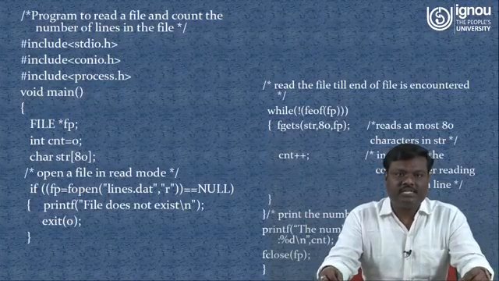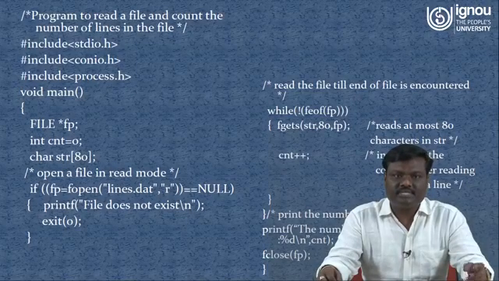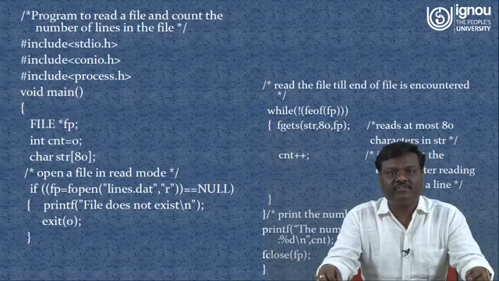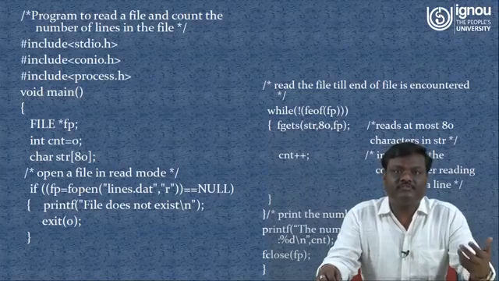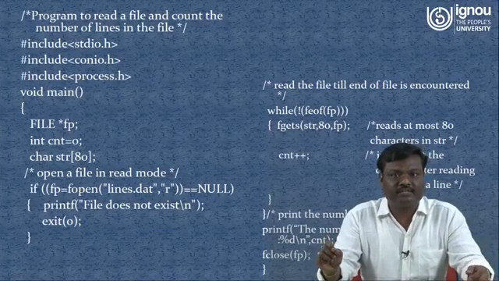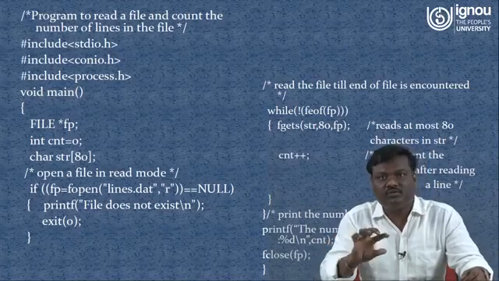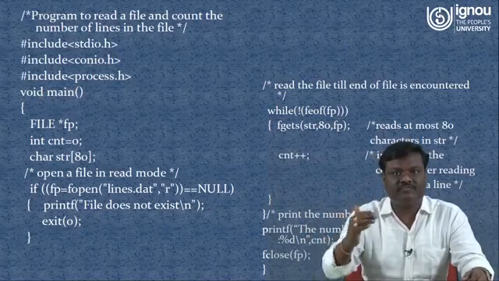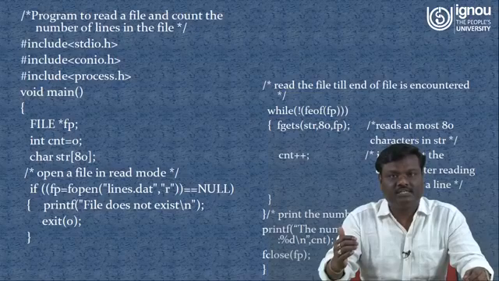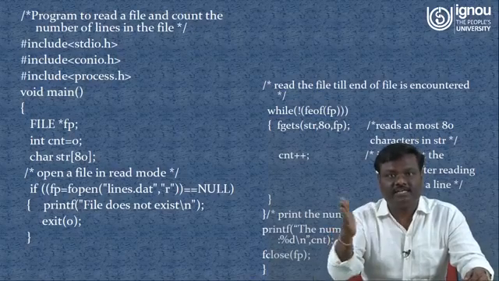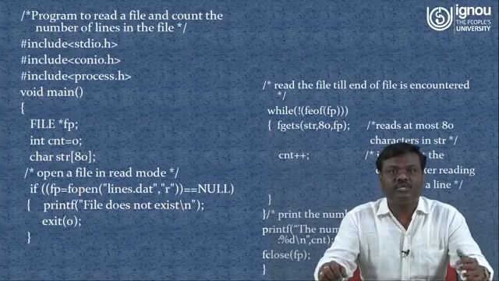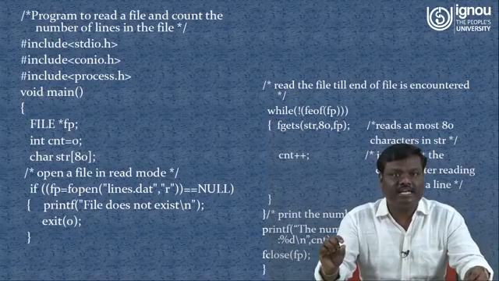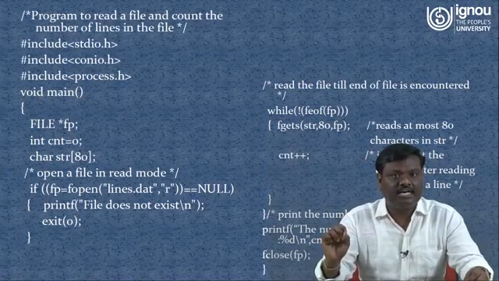So there is a demo program here. The first if statement is very simple. This program is to read a file and count the number of lines in the file. So what is the delimiter for a line? That is the new line character. Till then you can count it as a line. Each and every line can be captured with a delimiter, that is the end line character.